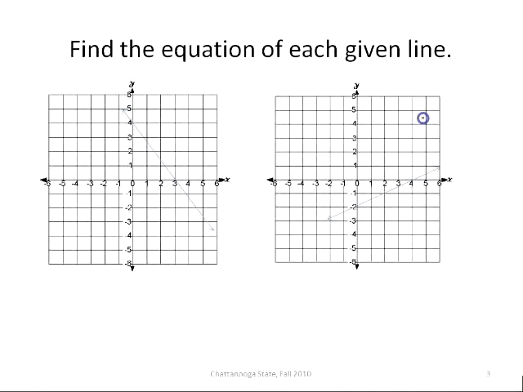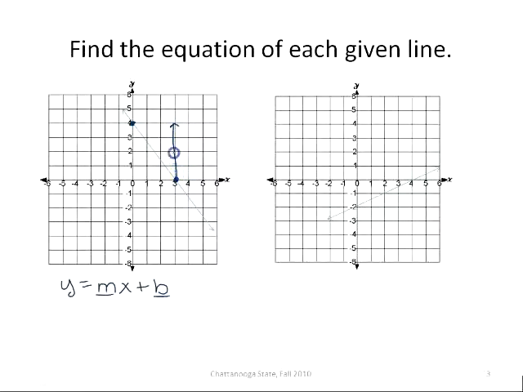So first, let's look at a couple of graphs. Here I have a graph, and it looks like it goes through this point and this point. So if I want to write my equation in y equals mx plus b form, I've got to know my slope and my y-intercept. In order to find my slope, I need to count from one point to another point, the rise over the run.